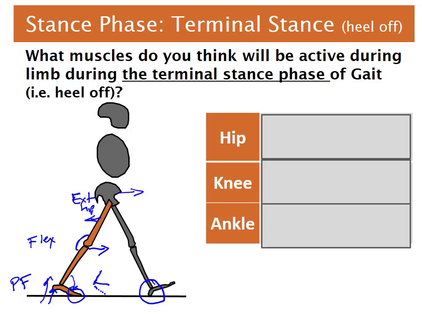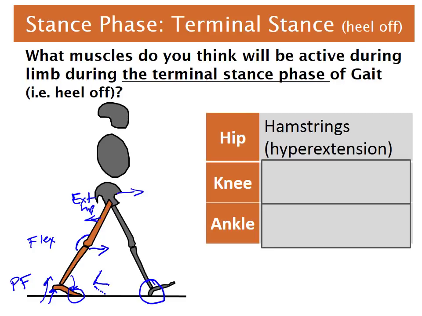So what muscles do you think are going to be doing all these? Let's take the hip first. If you were to say that at the hip it's the glute, you'd be partially right. You would be thinking correctly. However, the glute's kind of shortened at that point, so we would really rely on the hamstrings at that point. But again, if you said the glute, at least you were thinking along the right line there.